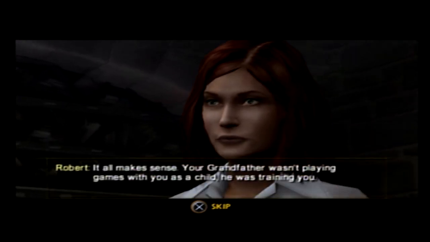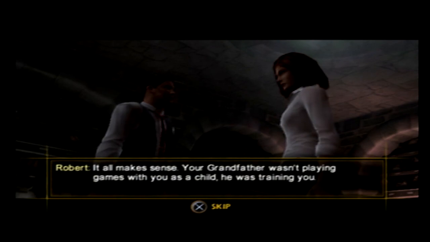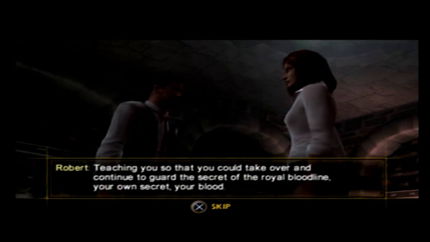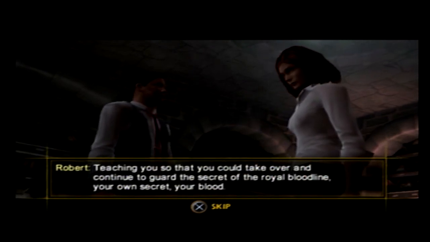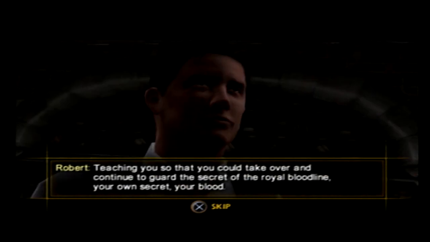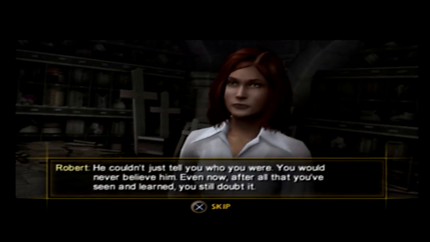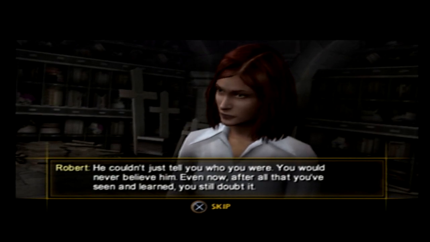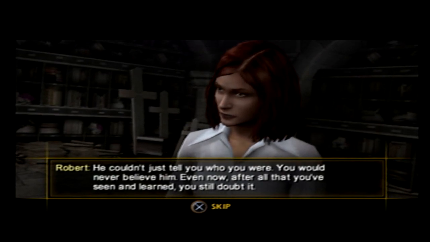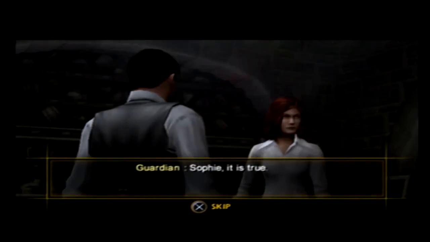No. It all makes sense. Your grandfather wasn't playing games with you as a child. He was training you, teaching you, so that you could take over and continue to guard the secret of the royal bloodline. Your own secret. Your blood. He couldn't just tell you who you were. You would never believe him. Even now, after all that you've seen and learned, you still doubt it. Sophie, it is true.